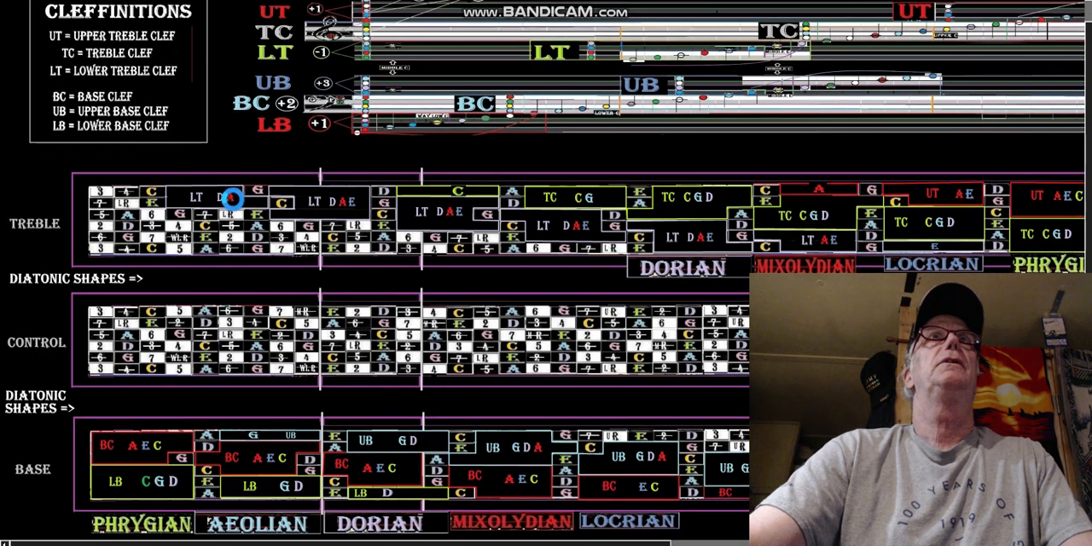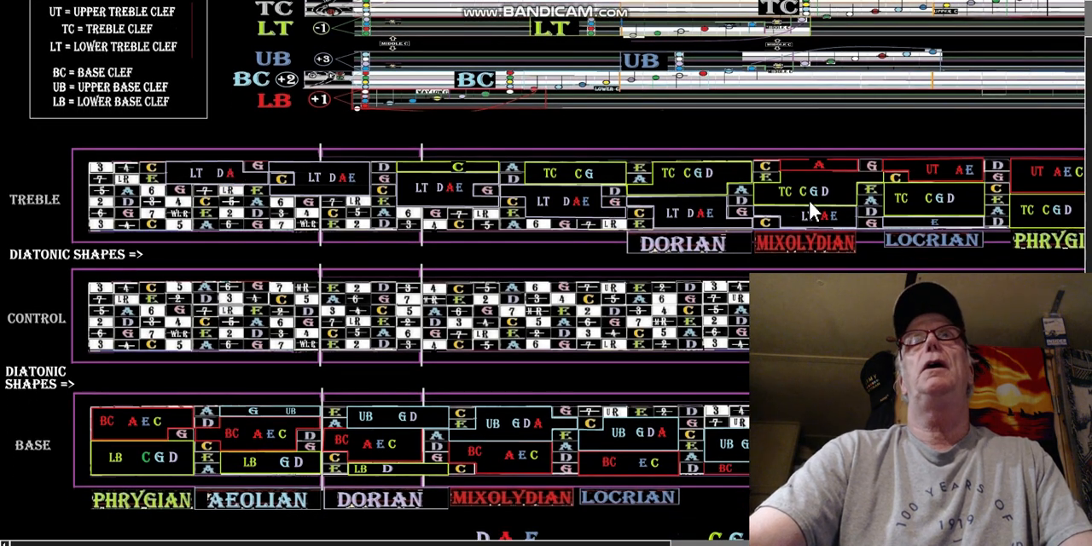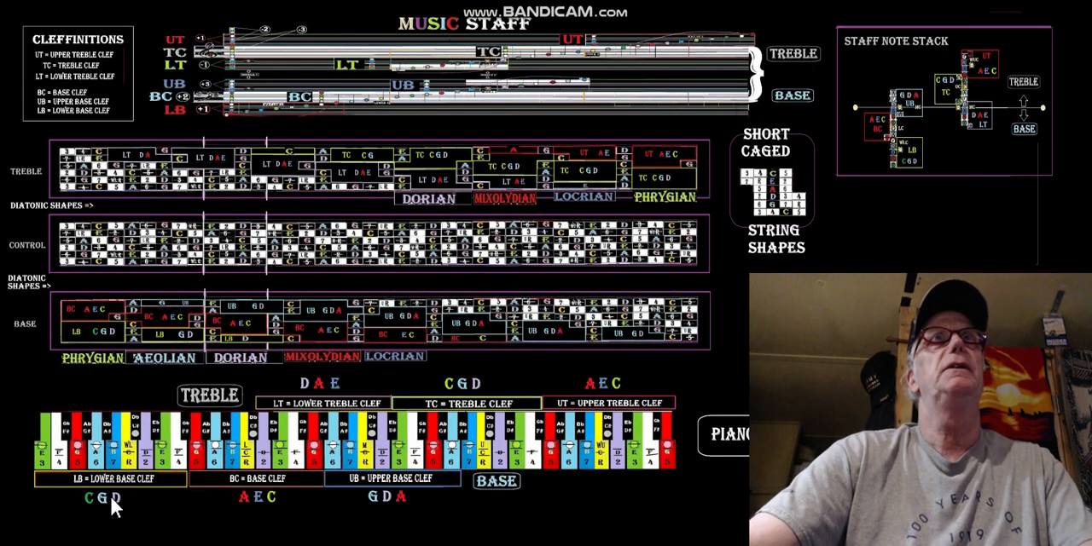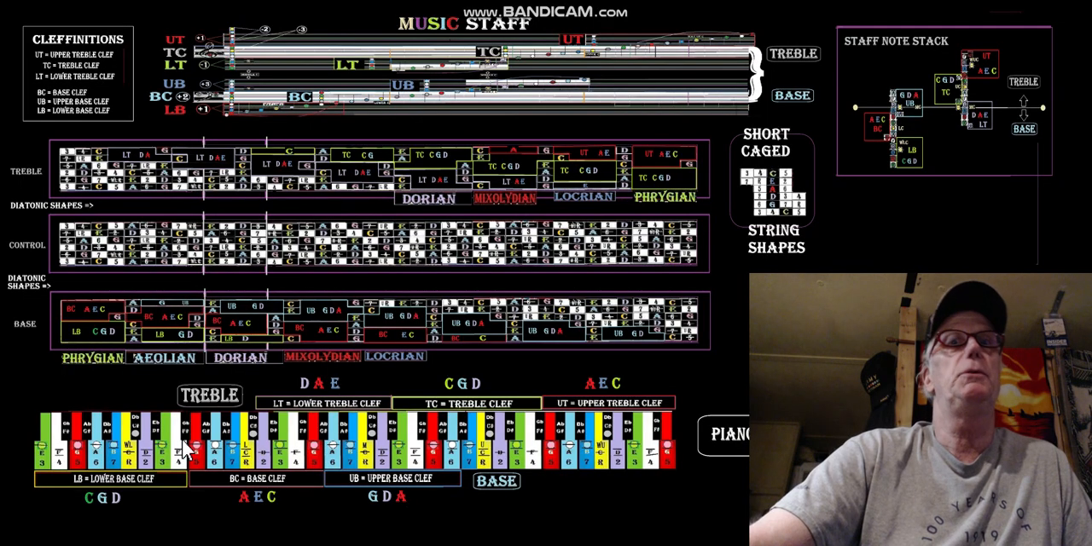Here's on 2 fretboards. I have it on 2 fretboards. Here we have it. I didn't make a mistake here now. This is the most recent chart.